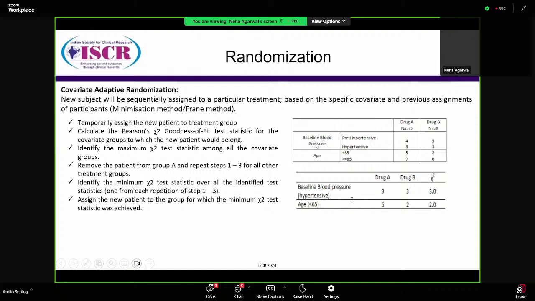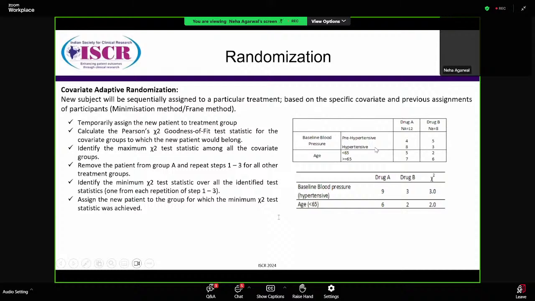So if you look at the first table, we have two covariates. One is the blood pressure, where we have two categories of pre-hypertensive and hypertensive. The other is the age group, where we have less than 65 and greater than or equal to 65. Okay, so at some point of time, for example, drug A is given to 12 patients, which are distributed across these covariates, and 8 patients are given drug B, again distributed across these covariates.